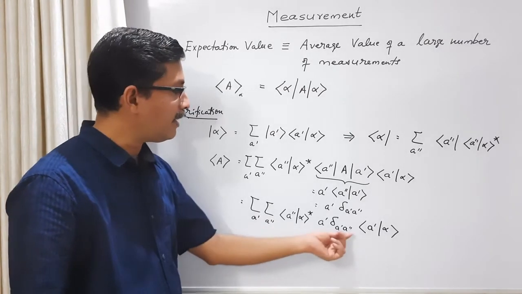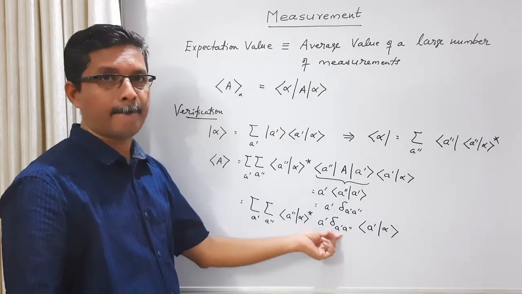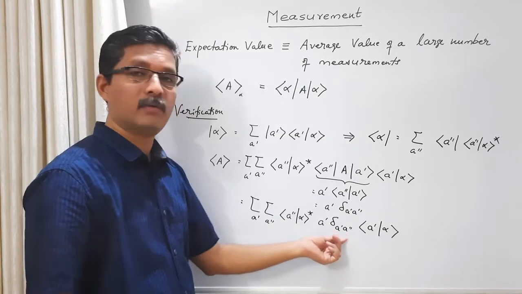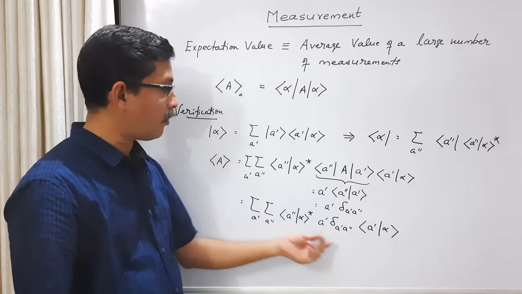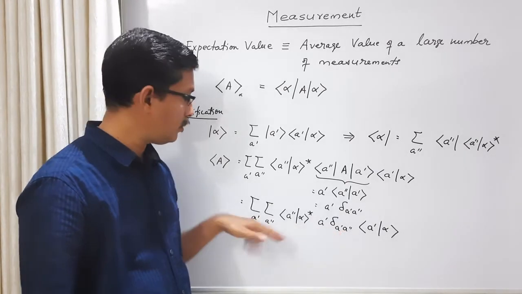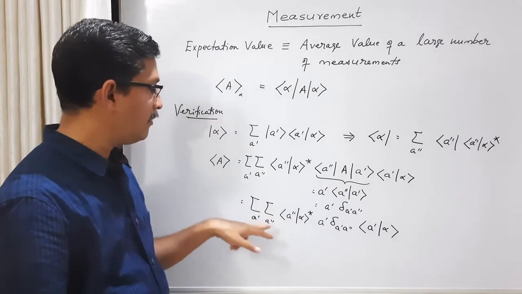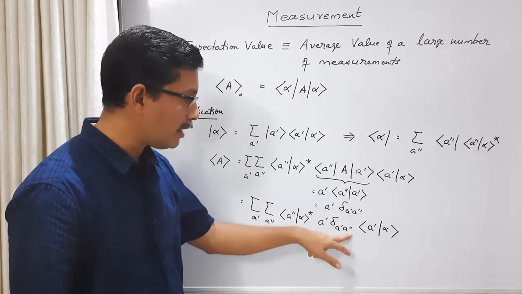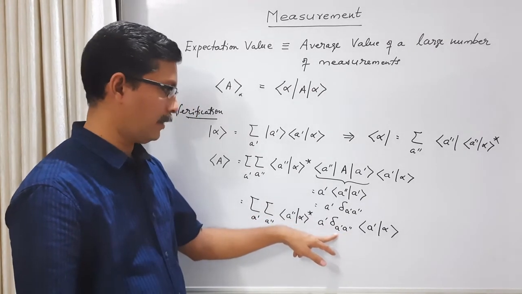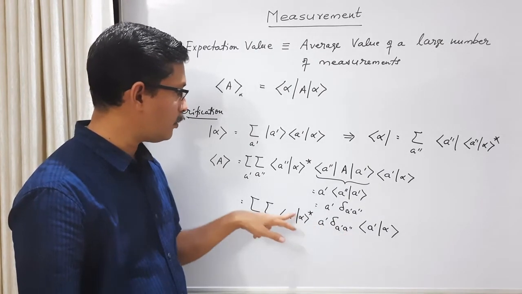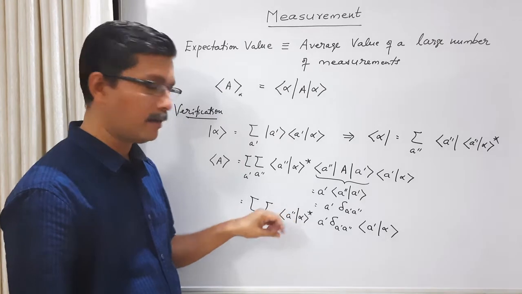Which term? When A double prime is equal to A prime, then this Kronecker delta is 1. For all other terms, A double prime is not equal to A prime, so for all these terms, the Kronecker delta will be 0. So all the other terms in this summation will go. Only one term will remain, corresponding to A double prime equal to A prime. So you have to put A prime here instead of A double prime, and A prime here also for A double prime.